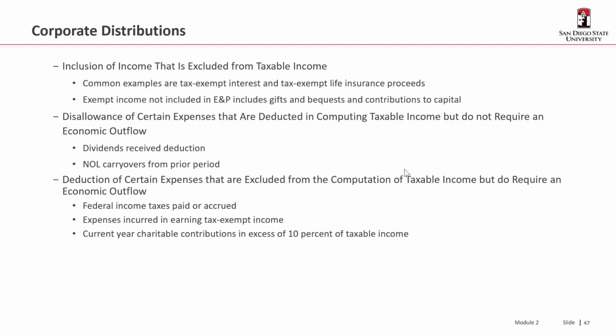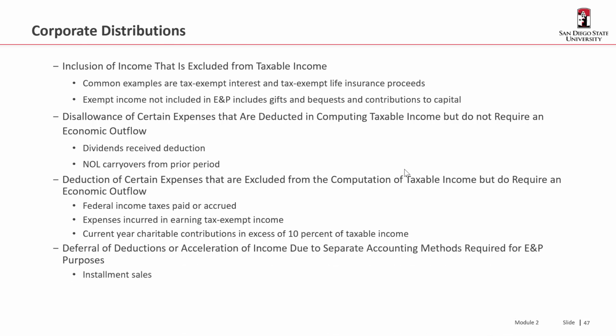So expenses that are excluded from taxable income but do require an economic outflow are those federal income taxes paid or accrued. So even though clearly we don't get to deduct those, we definitely are less rich as a result of paying them. Same with expenses incurred earning tax-exempt income. Recall that those are non-deductible, but we can include them as a deduction for E&P. And charitable contributions that exceed our limitation, those are deductible for E&P as well. And then acceleration or deferral, a classic example of something like that might be an installment sale.